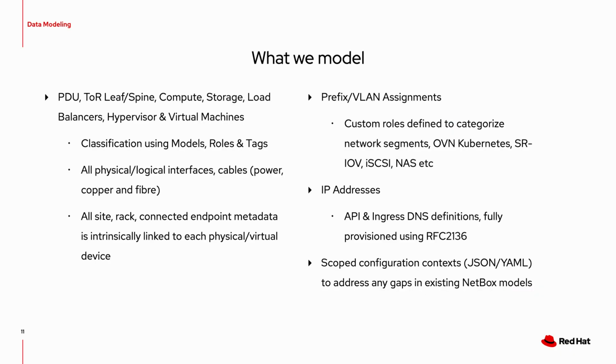So what do we model? We get all of our traditional network components modeled up. We classify everything into models, roles, and tags. Everything: cables, rack information, all the prefix and VLAN assignments. A lot of the things you're seeing here are what you would likely be putting into your cluster install YAML file. Rather than us doing that manually, NetBox becomes our source of truth for this information. All the IP address information, so API, ingress, like star.apps, all that gets modeled into NetBox. And any configuration that falls outside the bounds of NetBox, we put into configuration context.